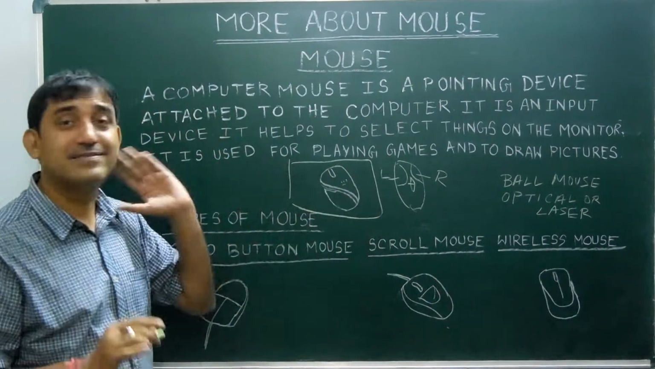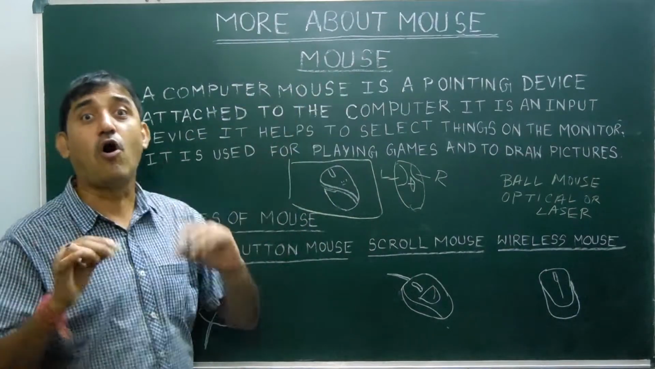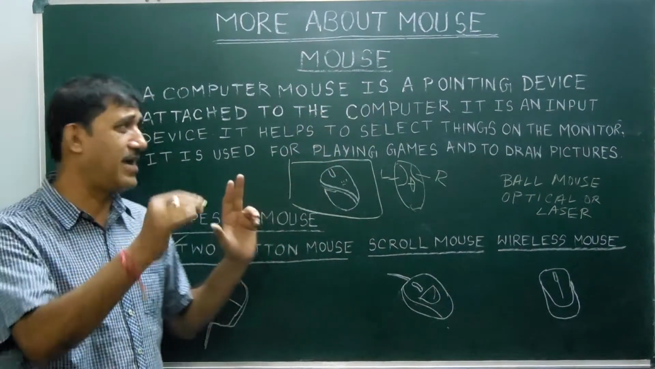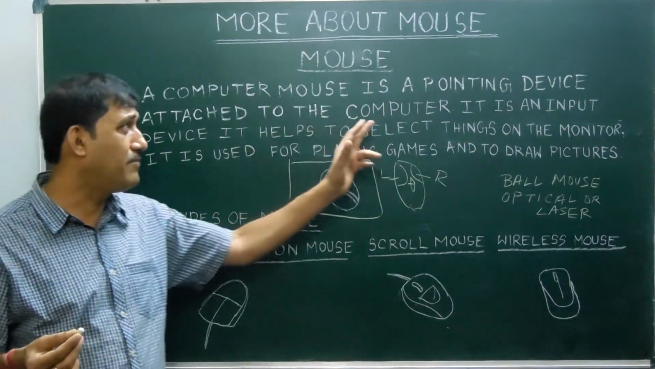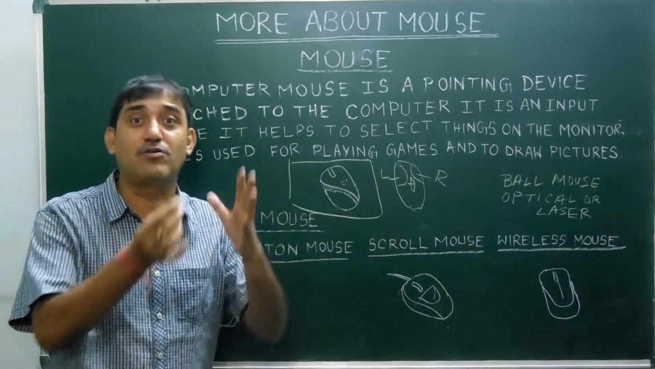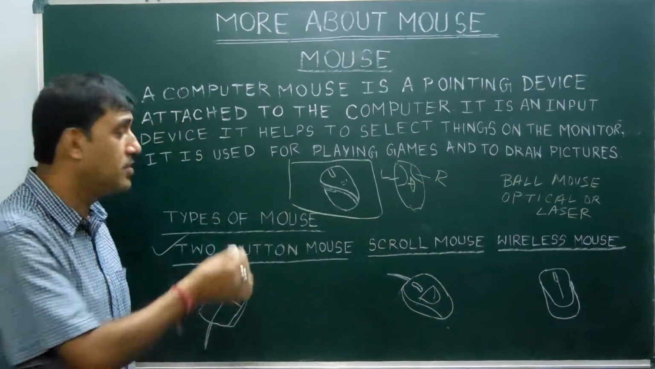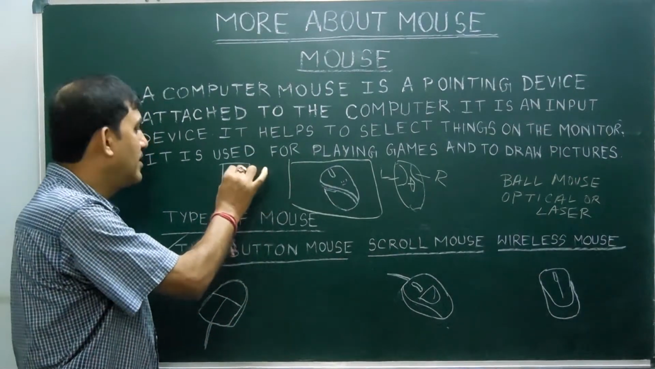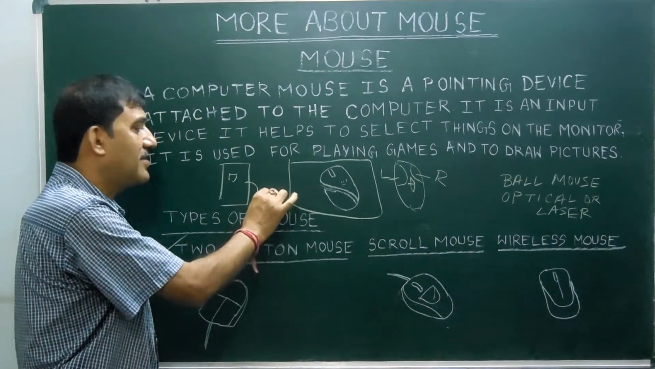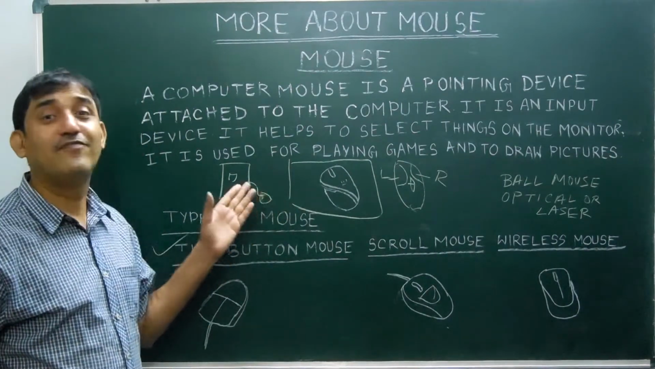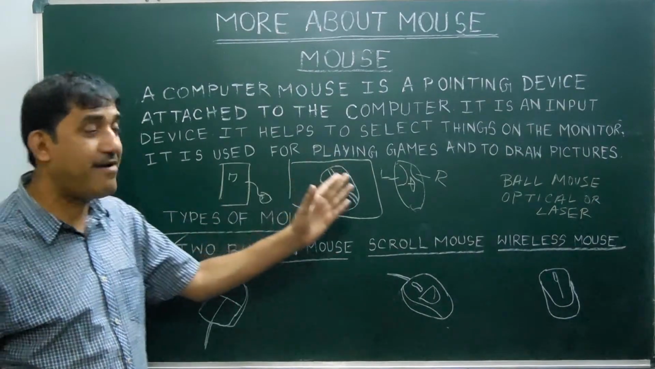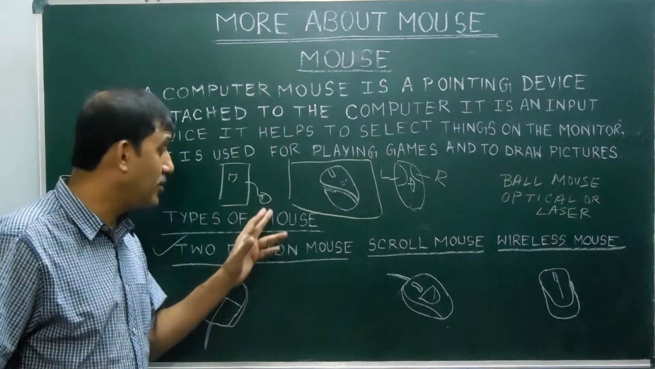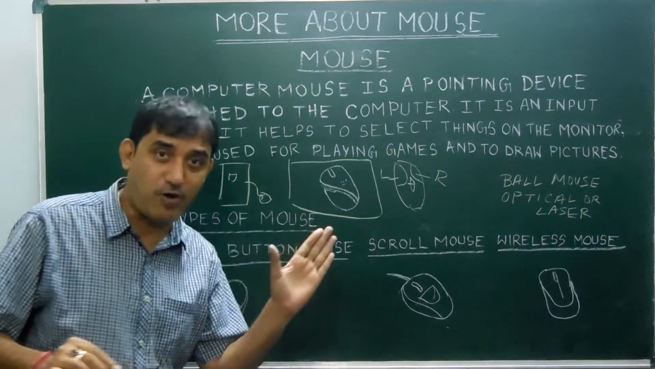Now let us see something more about the mouse. A computer mouse is a pointing device, as I have already told. It is attached to the main part of the computer, that is called the CPU. So always we find the mouse attached to the main part of the CPU. A mouse can be with wire or without wire. Without wire means an interface card will be placed in the USB so that you can use the mouse. Once you move the mouse, the pointer also moves.